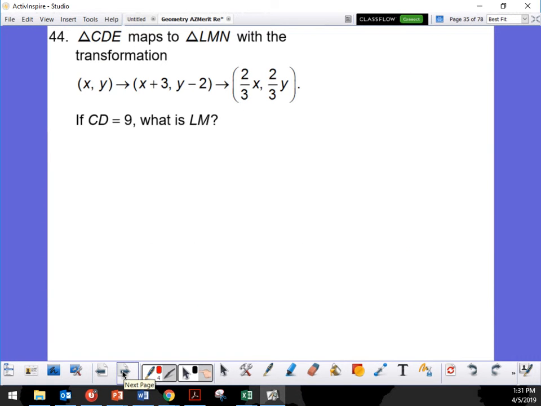Alright, so it says triangle CDE maps onto triangle LMN with the transformation. Okay, if CD is 9, what is LM? Let's take a look. From here to here, what is the value of CD? Why is it 9? Because right here, we did a transformation. Does that change the size or shape? It does not change size or shape. So it's still 9 here, right?